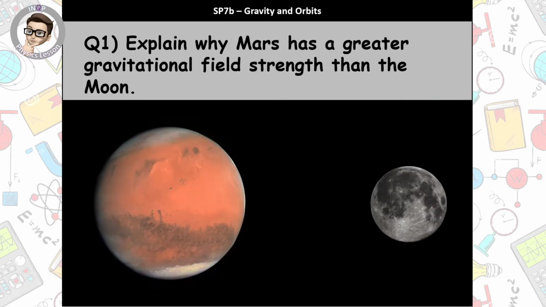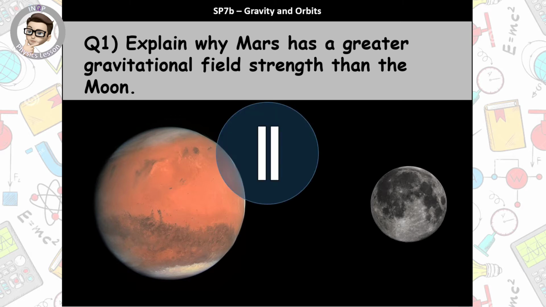Okay, so we're going to pause the YouTube video in a moment, and you're going to have a go at answering this question. Can you explain why Mars has a greater gravitational field strength than the Moon? And if you can write it in full sentences, that would be fantastic. So pause the YouTube video here, have a go at answering it. It should only be one sentence and potentially 1 or 2 marks in an exam.